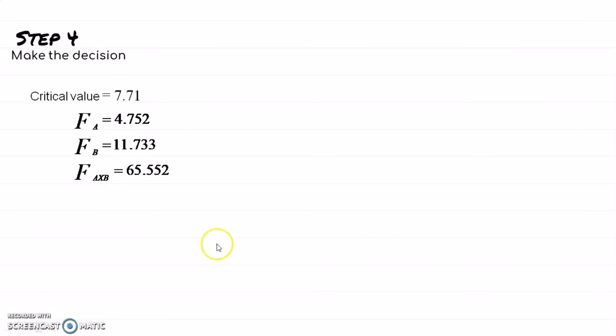Okay, untuk the next step, step 4, kita perlu make the decision. Okay, critical value adalah 7.71 dan untuk FA kita dapat 4.752, FB sama dengan 11.733 dan FA times B sama dengan 65.552. Jadi dekat sini kita boleh nampak yang FB dengan FA times B value-nya adalah lebih besar daripada critical value. Okay, jadi kita boleh buat keputusan.